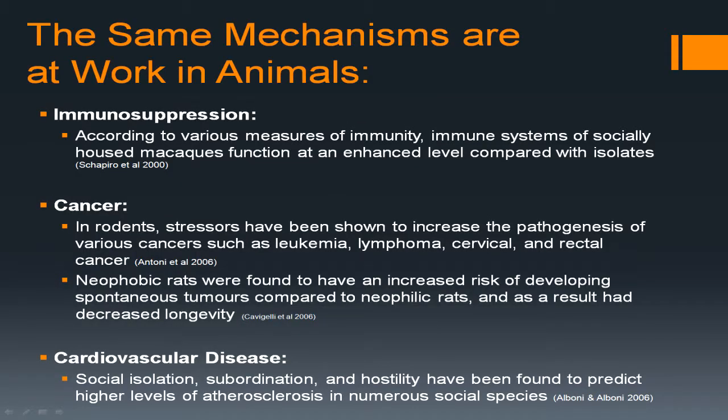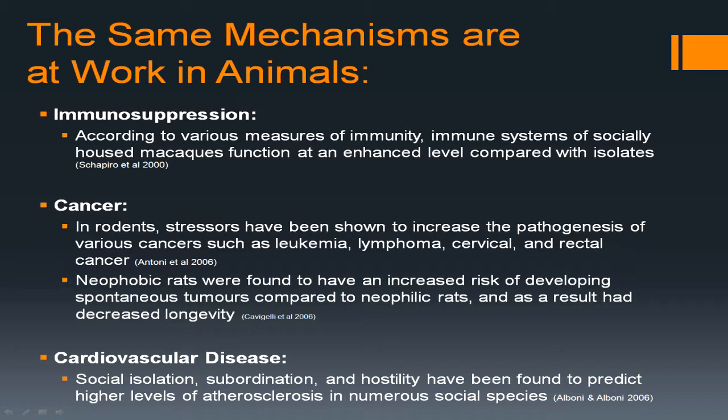And again, when we look for these same mechanisms, I'm going to cover the same 3, but there's a lot of evidence that I don't have time to go into here, so just a couple examples. But essentially, we see the exact same thing in animals that we see in humans. So according to various measures of immunity, the immune systems of socially housed macaques function at an enhanced level, so natural killer cell activity and lymphocyte proliferation are much better in group-housed macaques rather than isolates.